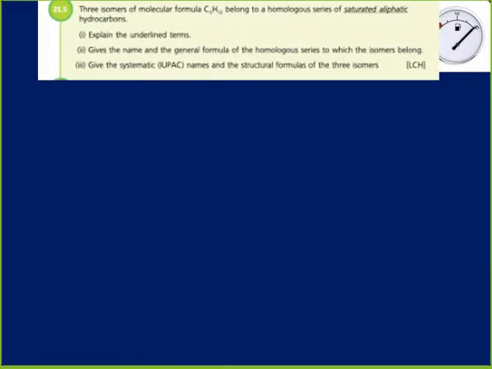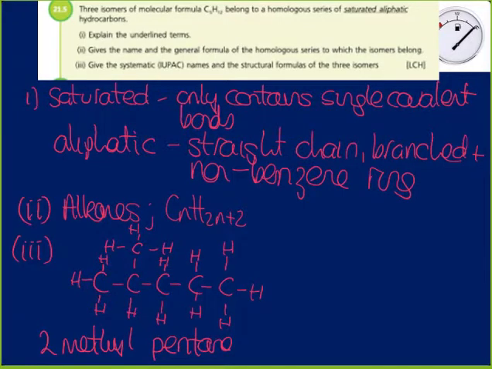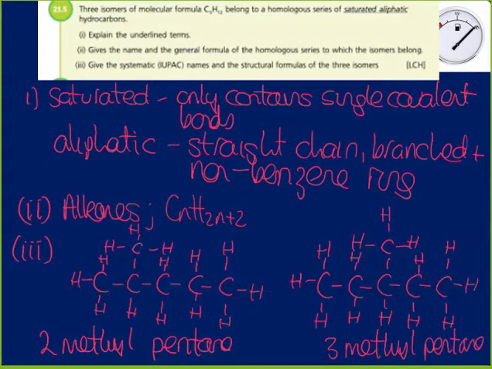Then for the last one, saturated only contains single covalent bonds. Aliphatic is either straight chain, branched, or non-benzene ring. We've done this before. Alkanes, general formula CnH2n+2. 2-methylpentane: 5 carbons in a row, and a side group coming off carbon 2, because it wanted 3 structural isomers of C5H12. 3-methylpentane is another option.